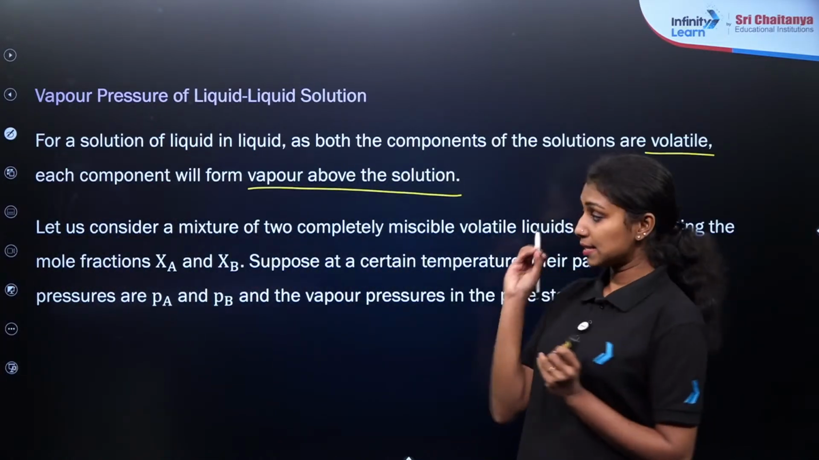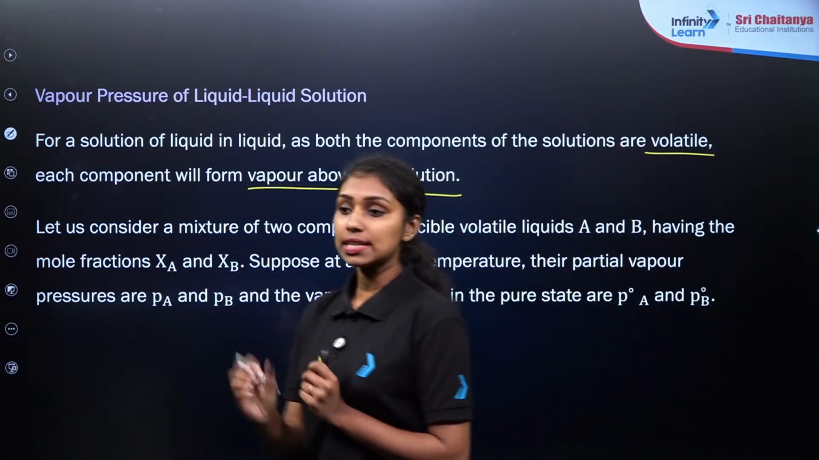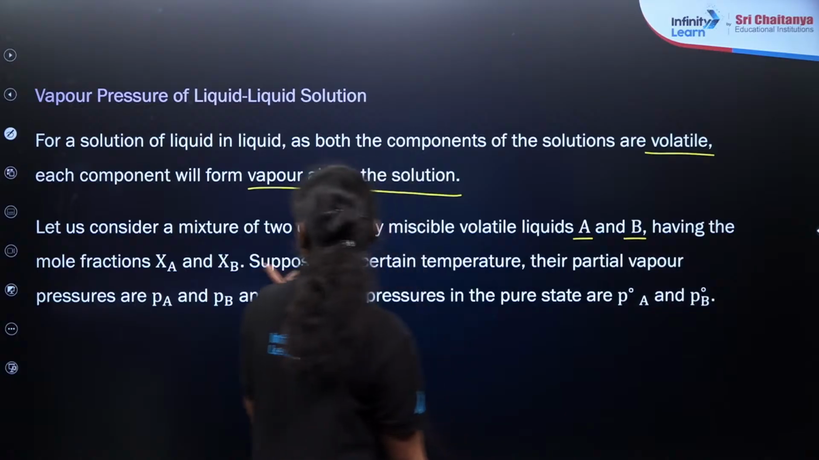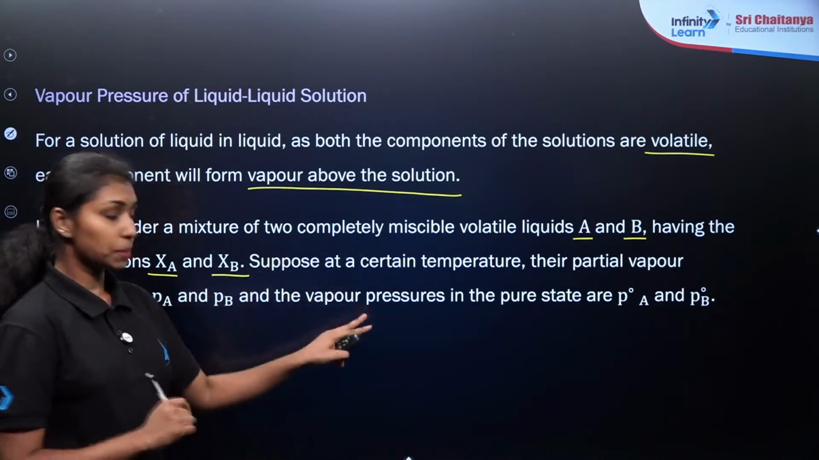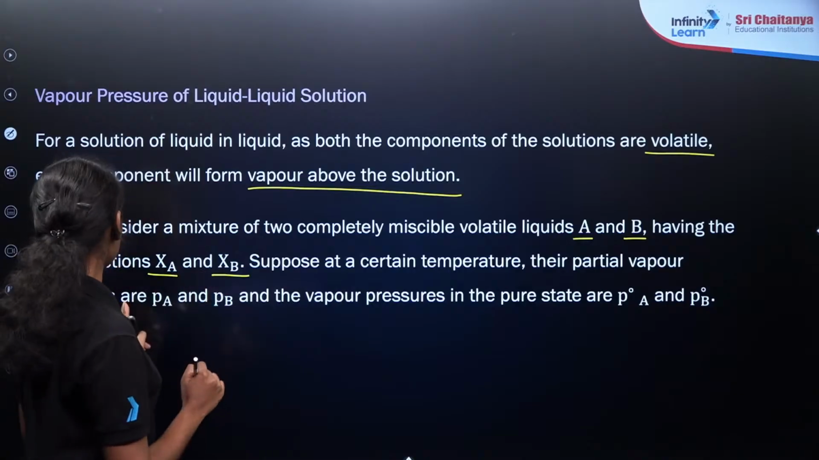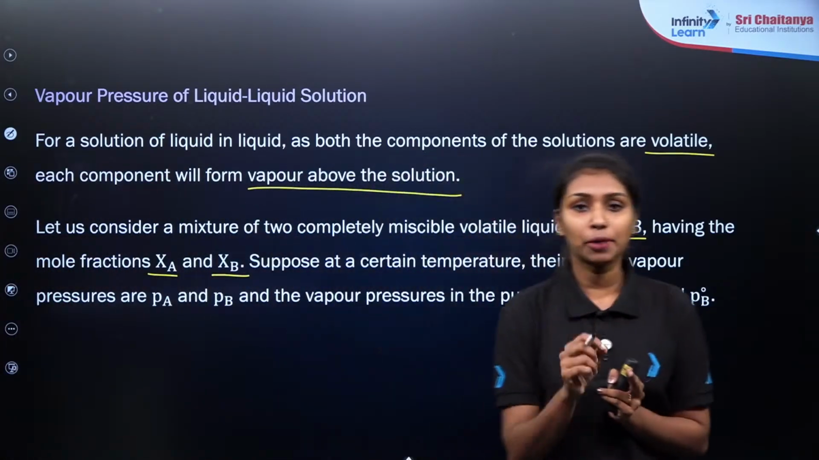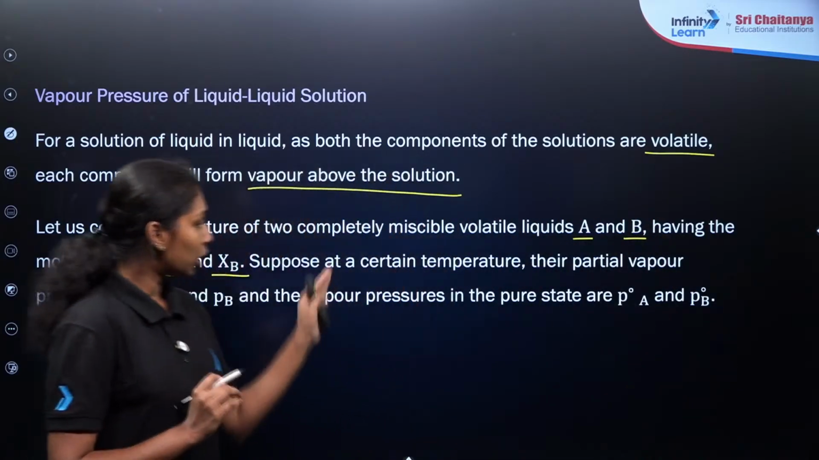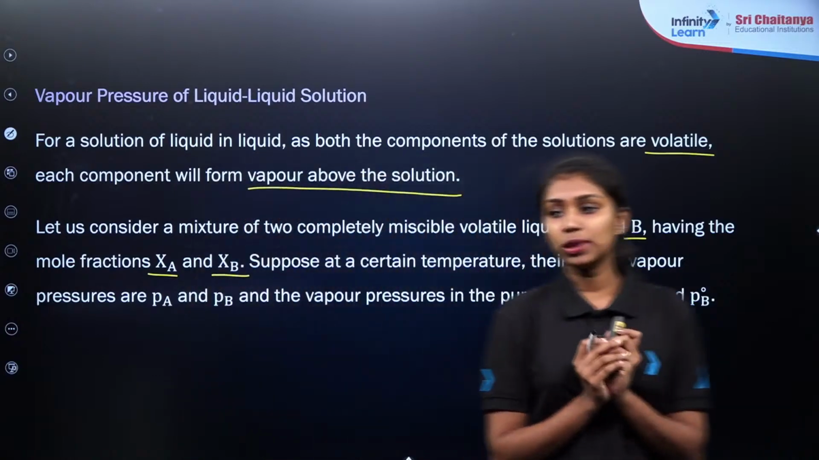As I discussed earlier, it's about two miscible volatile liquids. We can call these two components A and B. They have the mole fractions chi A and chi B. Suppose at a certain temperature the partial vapor pressures are PA and PB, and the vapor pressures in the pure state are PA0 and PB0. Before giving the derivation, I am giving an idea about what the terms in the equation mean. Clear? Now let's talk about the derivation here.